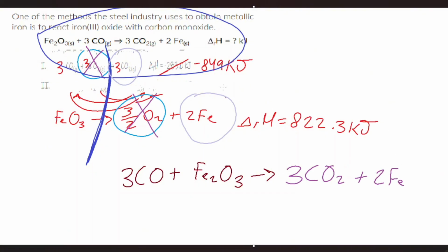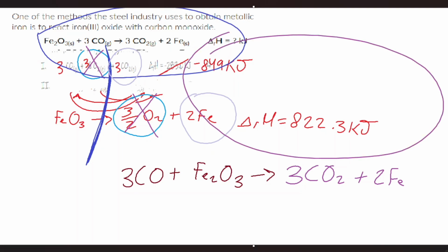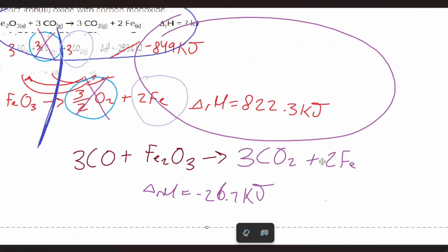Now, if we're going to add these reactions, surely we also have to add the enthalpies. So I'm going to do negative 849 plus 822.3, and that's going to give us an enthalpy of negative 26.7 kilojoules. This is what we want. Now, I might have gone a little bit fast there, so I'll go slower for the next question.